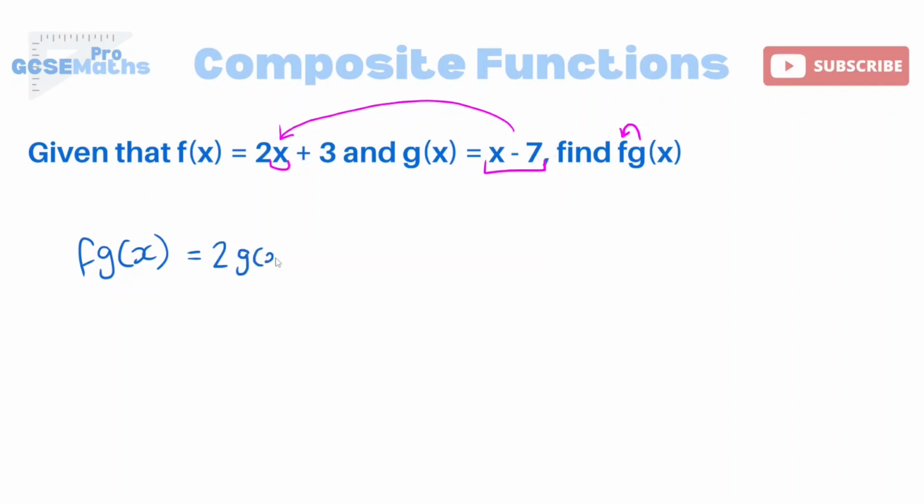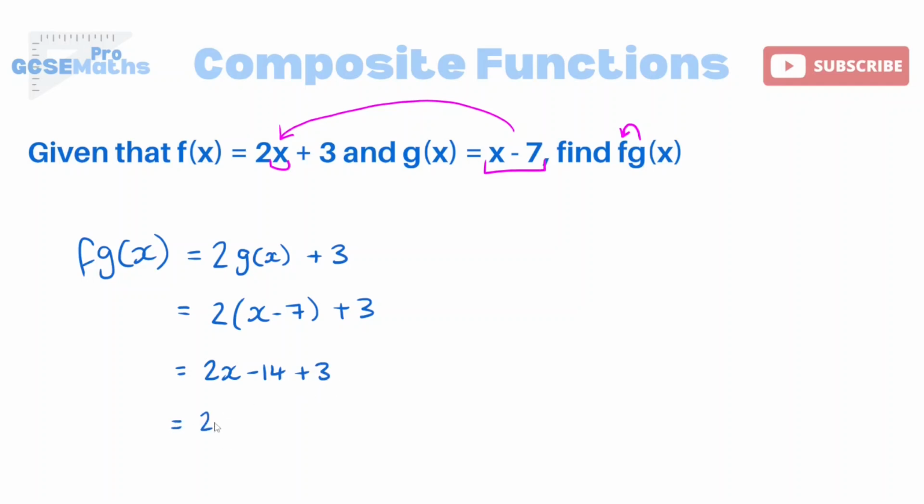So imagine I write it like this. We've got two lots of g of x, plus 3, and g of x is x minus 7, isn't it? Do you see how I'm keeping the other numbers of f of x, but wherever there's an x, I'm replacing it with the other function as a whole? Now I'm going to expand and simplify. This is just expanding brackets, isn't it? 2 times x is 2x, 2 times minus 7 is minus 14, and we still have plus 3 here.